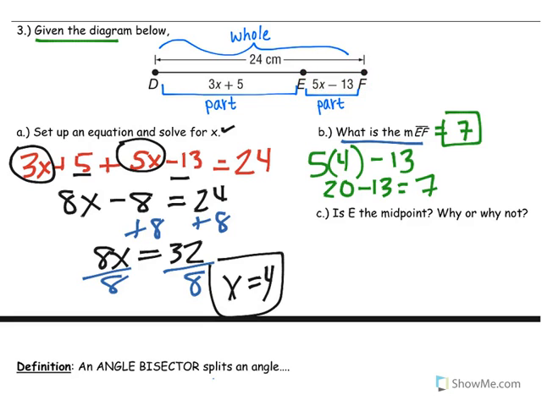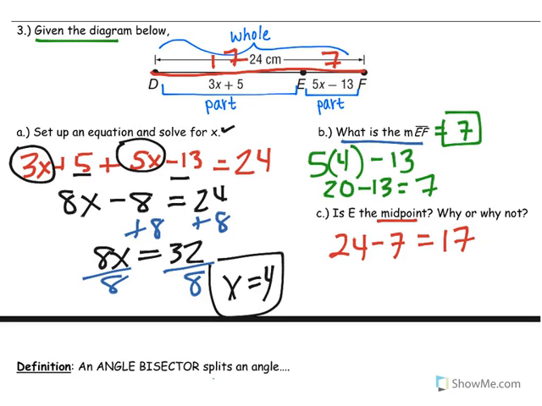Now what's very interesting, I really like question C, because what question C is going to ask you is, is E the midpoint, right? Does DE equal EF? Are those lengths equal? One way that we can go about it is figuring out what is the length of DE. If the entire segment from D to F is 24, and I know that EF, the part that we found, is 7, if I subtract those, I'll get what's left over, right? So 24 minus 7 equals 17. That means that DE here was 17.